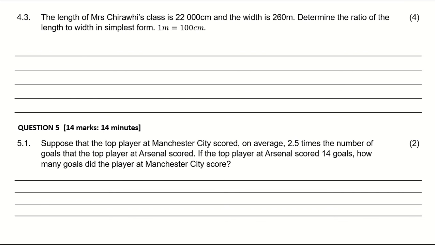Now, the length of Mrs. Chirawi's class is 22,000 centimeters and the width is 260 meters. You need to determine the ratio of the length to width in simplest form where 1 meter is equal to 100 centimeters.